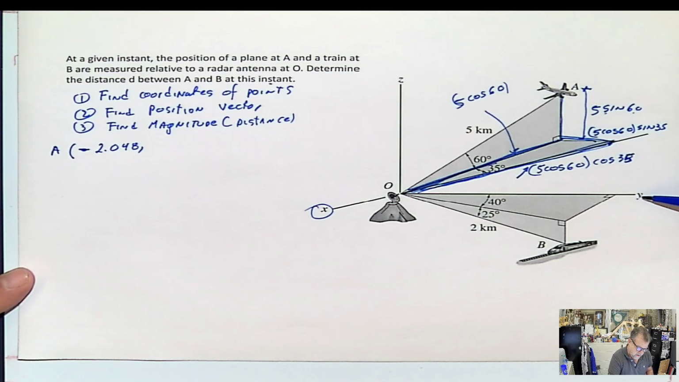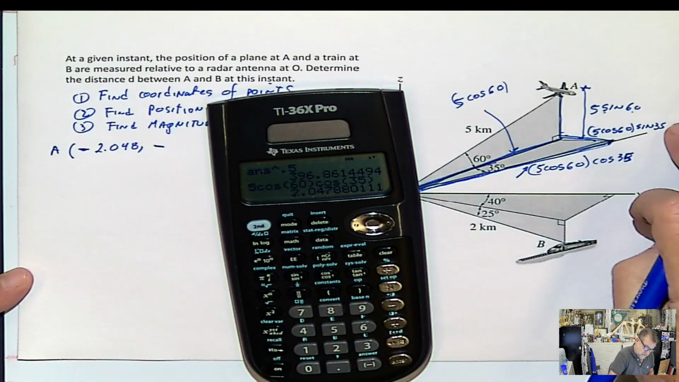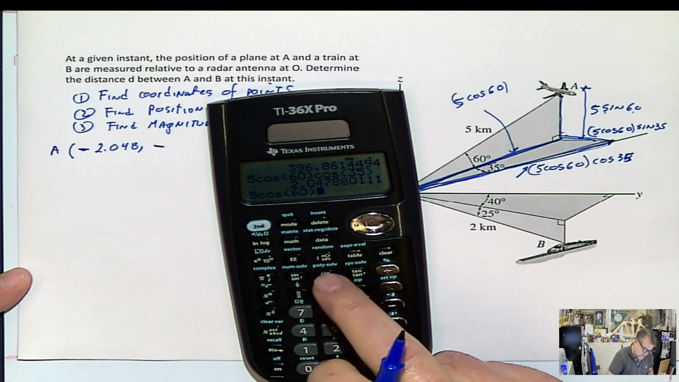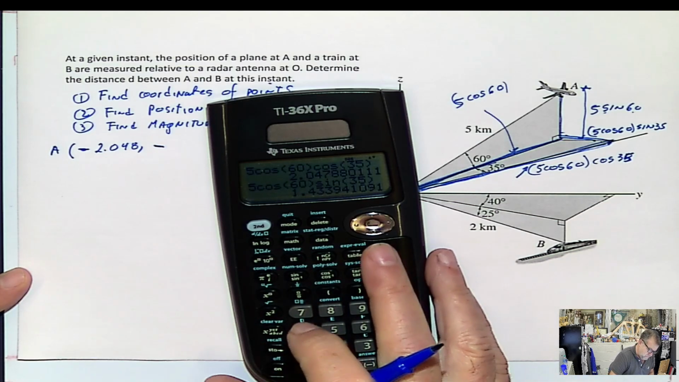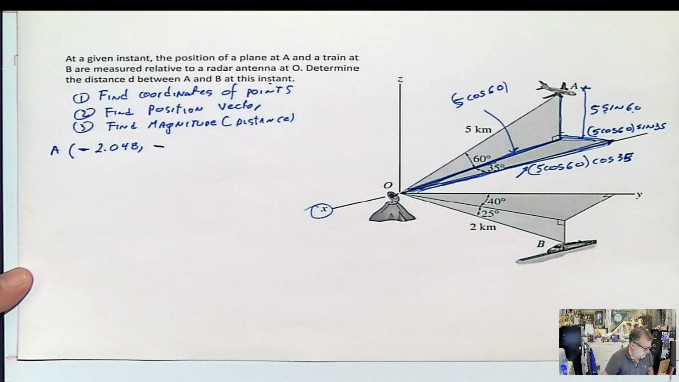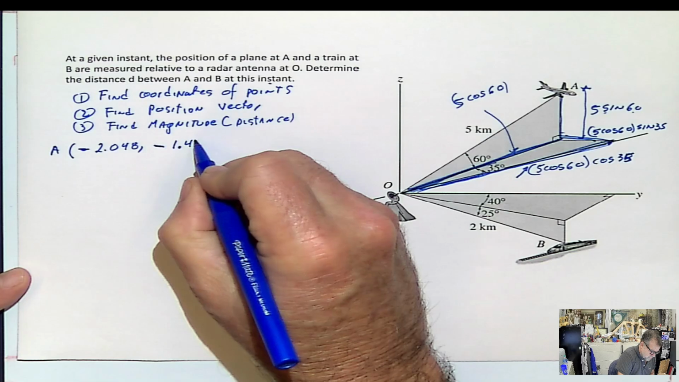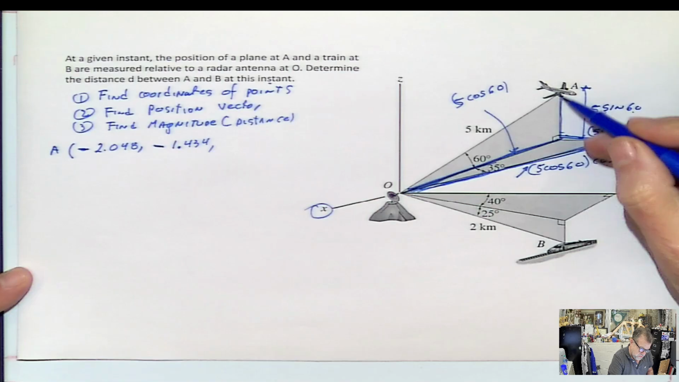Now in Y, this is the Y direction. Same thing, Y positive is coming to the right, and we can see here that this is to the left. So it's going to be negative as well. And it's going to be this value, 5 cosine 60, sine 35, which is 1.434.